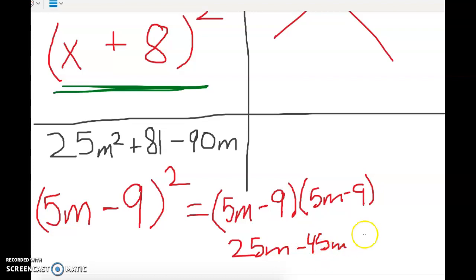Try to write a little smaller here. All right, do it again. You have negative 9 times 5m, which will give you negative 45m. And then last but not least, you have negative 9 times negative 9. It'll give you a positive 81. Okay, now we bring this all up together right here. You have negative 45m, negative 45m. That gives you a grand total of negative 90m.